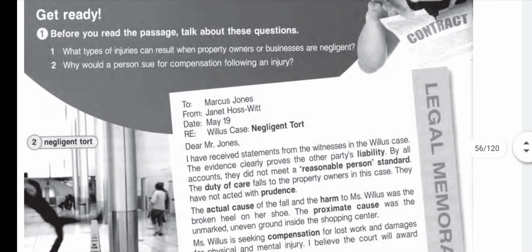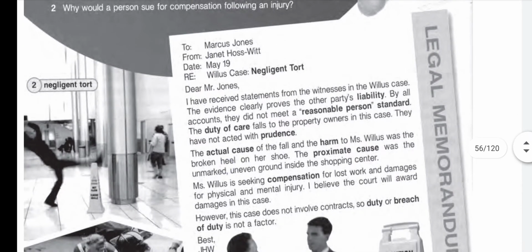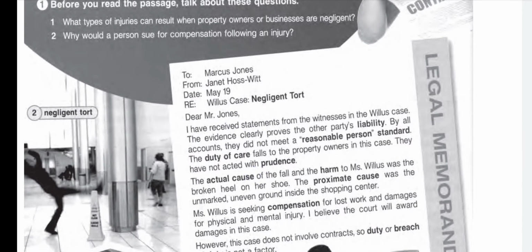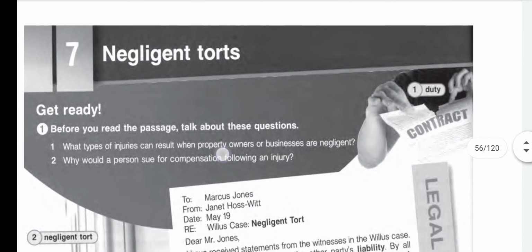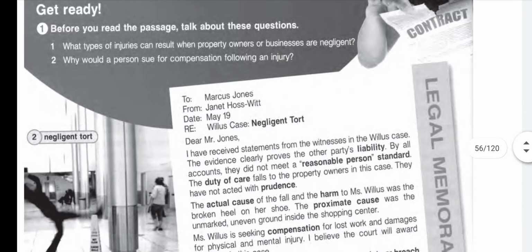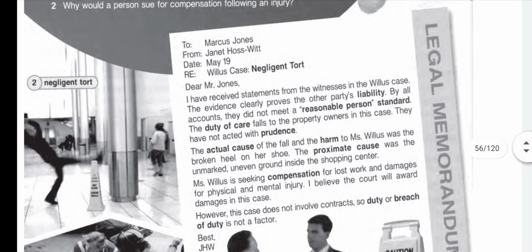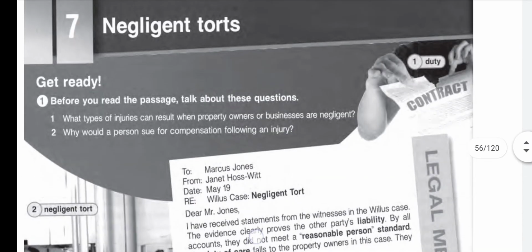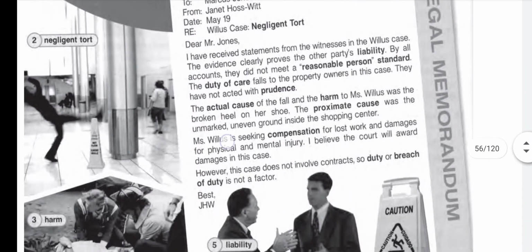So negligent tort, as I said, is when a person or a company or an organization does not take its responsibilities seriously. Okay, that's tort. I mean, tort is when a person or organization or any sort of party does not take its responsibilities into consideration. It has two types. There is negligent tort and there is intentional tort.